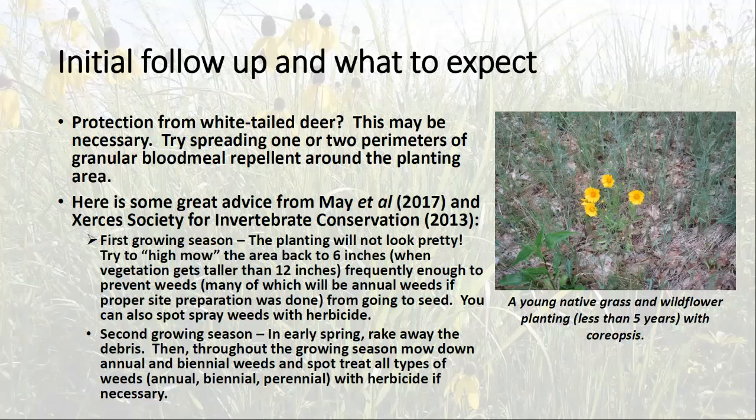But what a lot of people have tried, and I've had some success with this as well, is spreading 1 or 2 perimeters of a repellent, such as a blood meal repellent, around the planting area. These granular formulations of blood meal will typically last several months before you have to reapply. So that's one method that you can use to try to keep the deer off those areas as your plants are trying to establish so they don't get gobbled up before they have a chance to become productive plants.